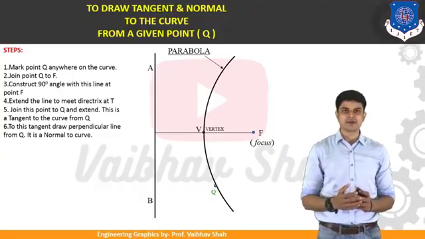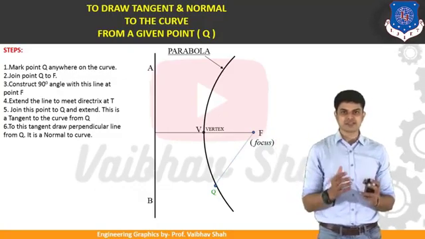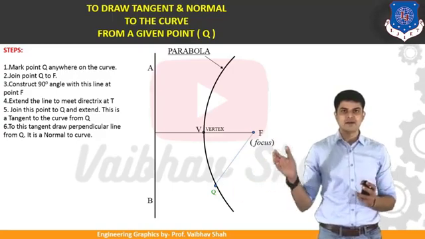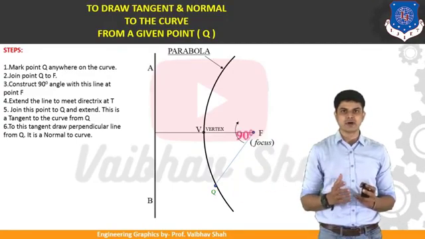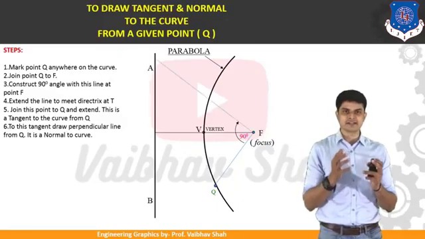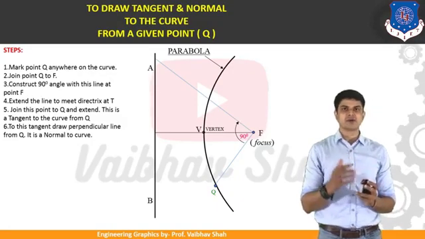Then after, you should connect your line of Q with your focal point F. After constructing this line, you should make 90 degree angle with this line QF, and it will be intersecting your directrix somewhere there. So after getting the intersection point on your directrix, you should connect this intersection point with your point Q.